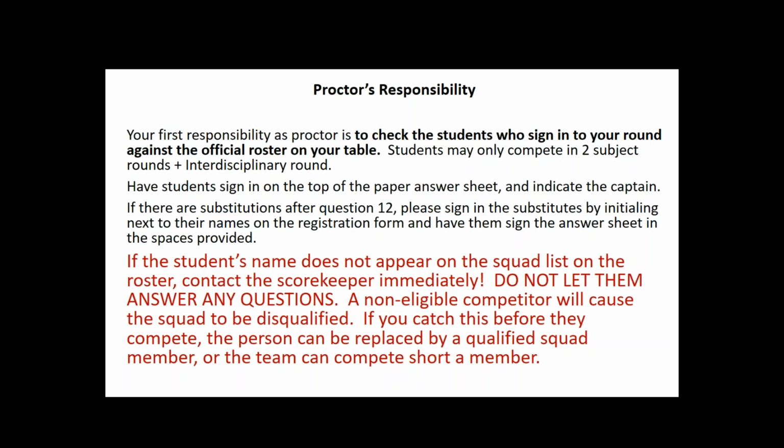If the student's name does not appear on the squad list on the roster, contact the scorekeeper immediately. Do not let them answer any questions. A non-eligible competitor will cause the squad to be disqualified. If you catch this before they compete, the person can be replaced by a qualified squad member, or the team can compete short a member and not get disqualified for the competition.